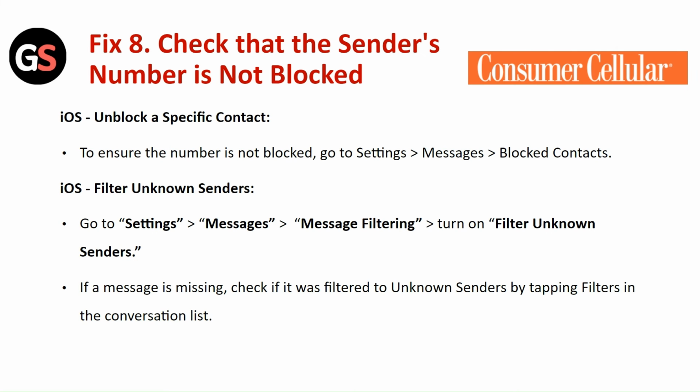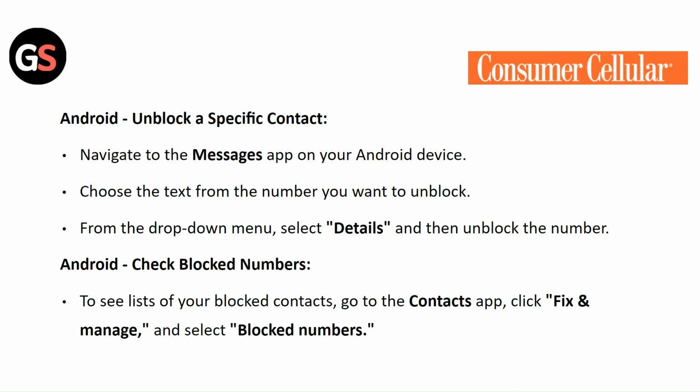Fix 8. Check that the sender's number is not blocked. For iOS, unblock a specific contact. To ensure the number is not blocked, go to Settings, then Messages, then Blocked Contacts. For iOS, filter unknown senders. Go to Settings, then Messages, then Message Filtering. Turn on Filter Unknown Senders. If a message is missing, check if it is filtered to unknown senders by tapping Filters in the conversation list.